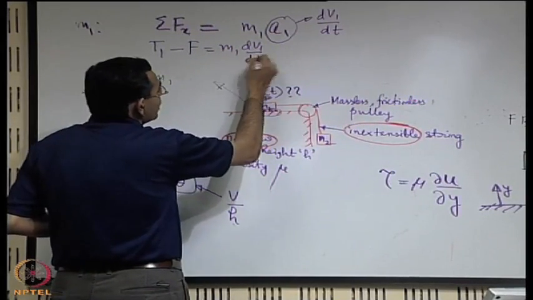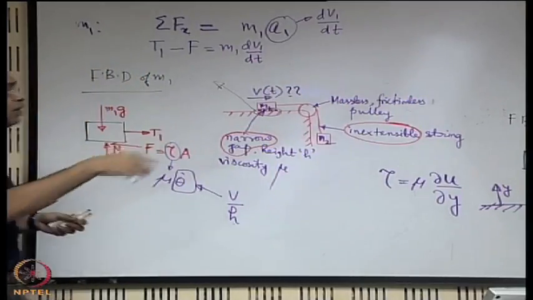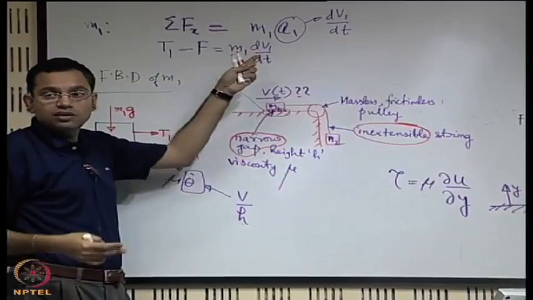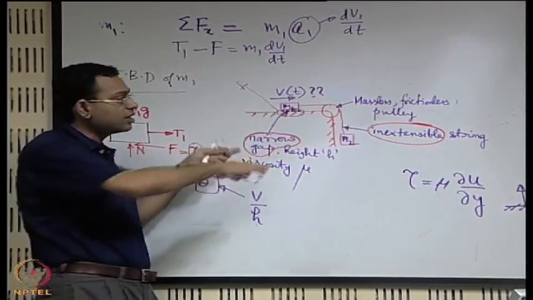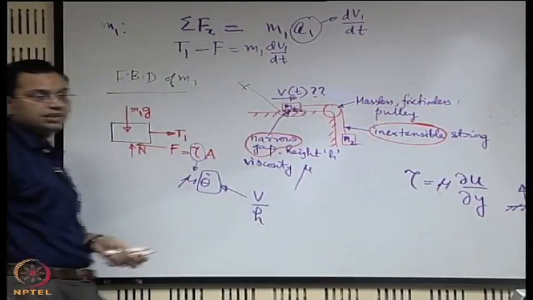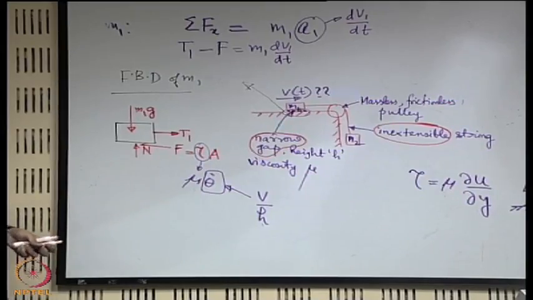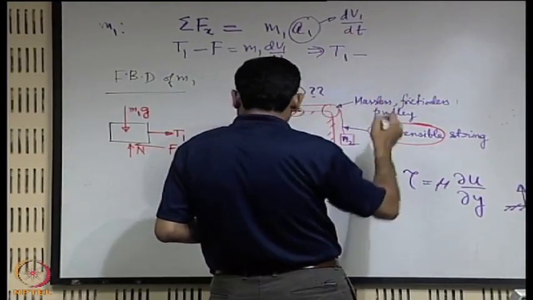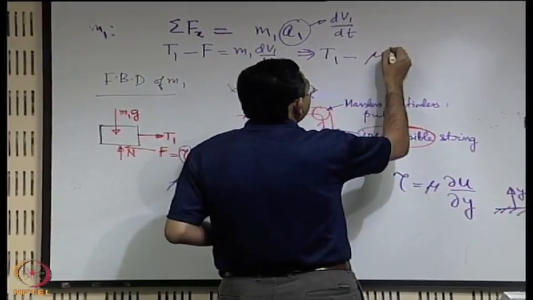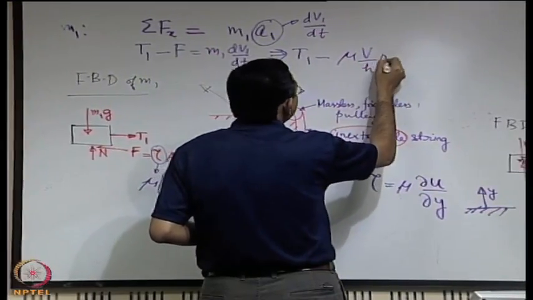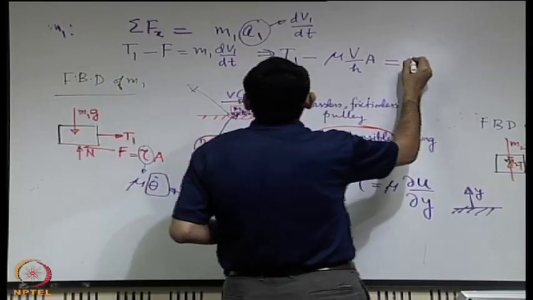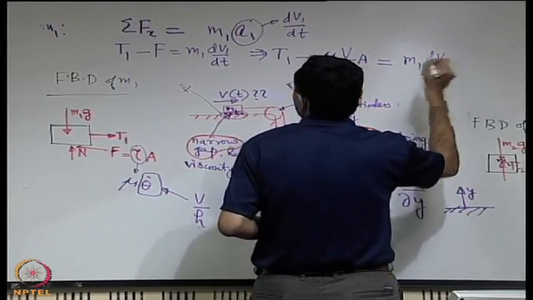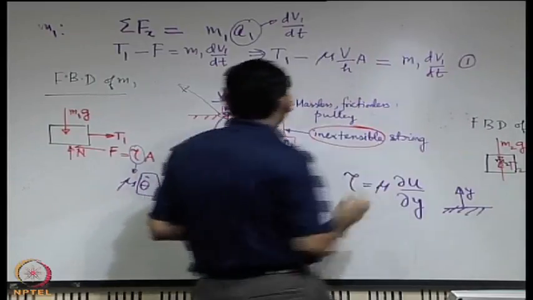Since it is an inextensible string, we will have V1 equal to V2 equal to V. So very soon we will write in place of V1 as V or V2 as V, where V is the common velocity with which the system is moving. So you can write T1 minus mu V by H into A is equal to M1 dV1/dt. Let us say this is equation number 1.